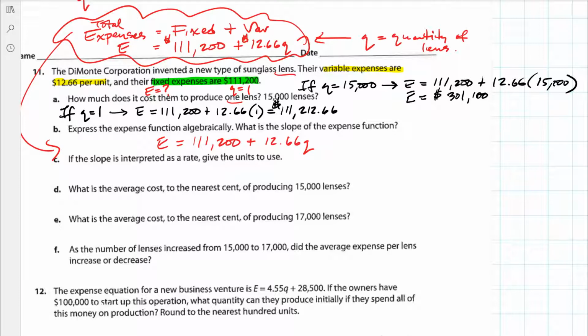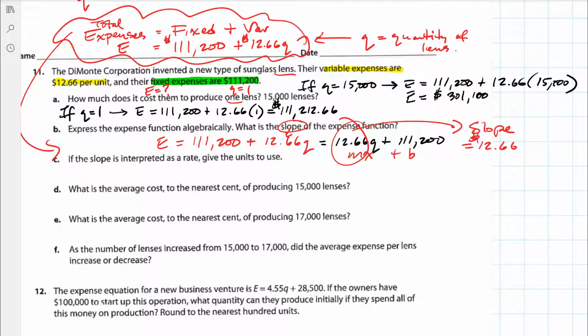All right. And it says, what is the slope? Well, the slope right here is whatever is being multiplied by your variable, because this is in slope-intercept form. So I'm going to rewrite this. This is 12.66 times Q plus 111,200. And this looks very similar to the old famous equation mx plus b, doesn't it? Where m is your slope. So this right here, there's your slope. And that's equal to $12.66 per item, in this case, per lens.